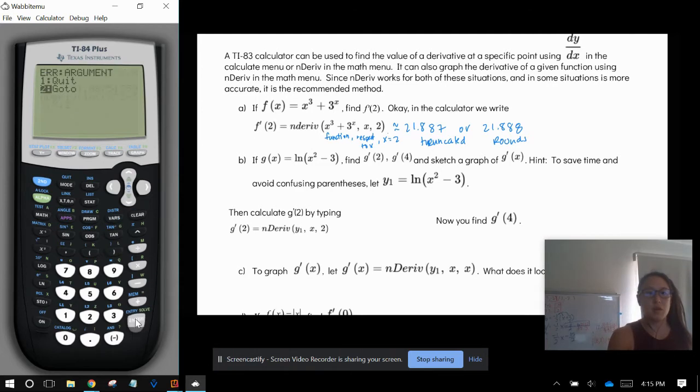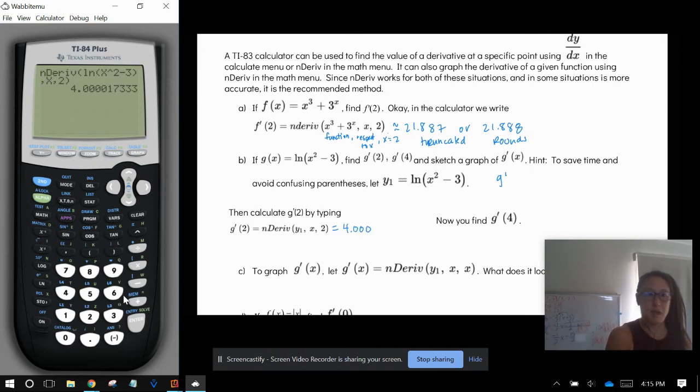Oh, shoot. Okay, I'm going to go to argument, and it says that oh, I need one more parentheses. I have too many parentheses. Okay. Okay, I'm going to delete that parentheses. Okay, enter. All right, so I get 4.0000. So g prime of 2 is equal to 4.000.